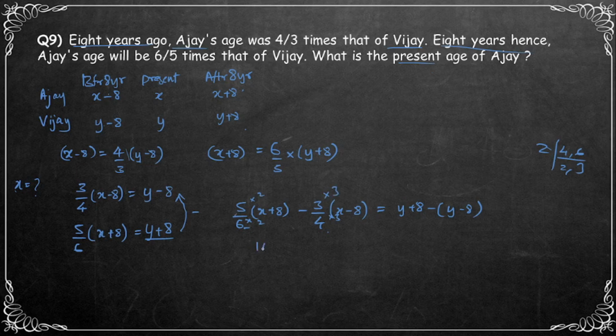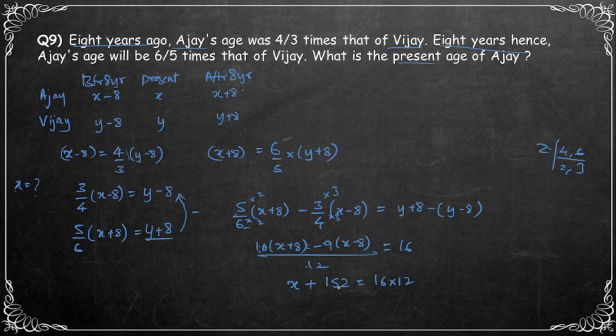5 2s are 10, x plus 8 minus 9x minus 8 divided by 12. This will become minus y plus 8. So y minus y cancel. 8 plus 8, 16. So 10x minus 9x, which is x, 80 plus 72, right? 10 into 8, 80, minus 9 into plus 8, minus 9 into minus 8 is 72, 80 plus 72 is 152, is equal to 16 into 12.